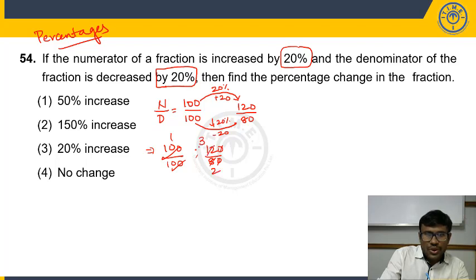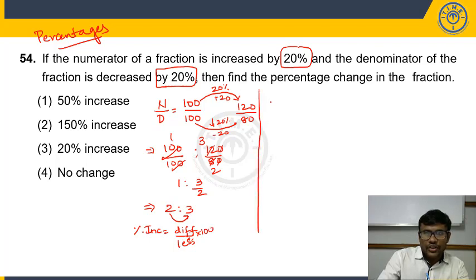So it is 1 is to 3 by 2. So I can write it as 2 is to 3. So previously it was 2 parts, now it has gone to 3 parts. So there is an increase. So how to calculate percentage increase? Percentage increase is equal to difference in the value by lesser value into 100. So the difference in the value is 1 part, that is 2 and 3, the difference is 1 part and the lesser value is 2.